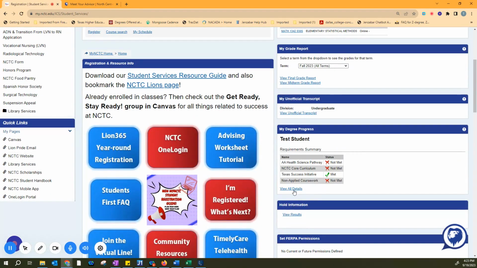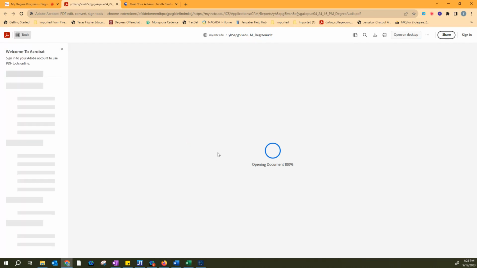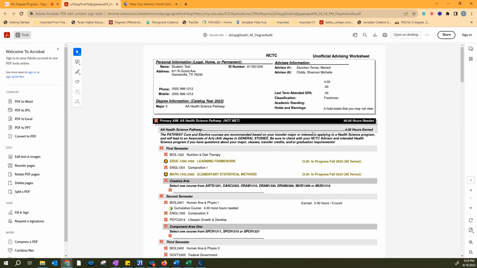And if you go to My Degree Progress, this is where you can access your advising worksheet, aka your degree audit. Some other schools or programs may refer to a degree audit, and this is what they mean here. The academic plan may not load correctly, so we don't want to focus on that one. We solely want to look at the printable advising worksheet.